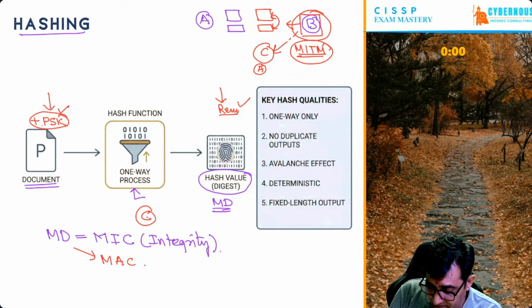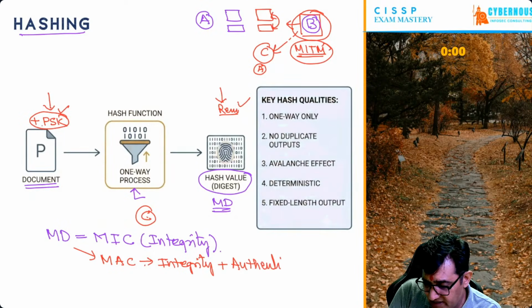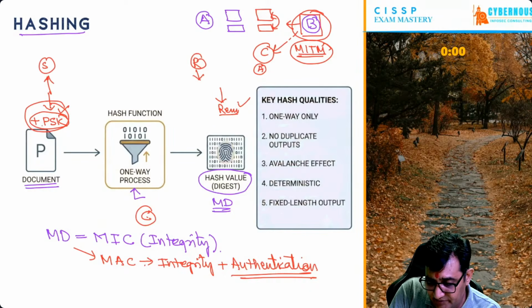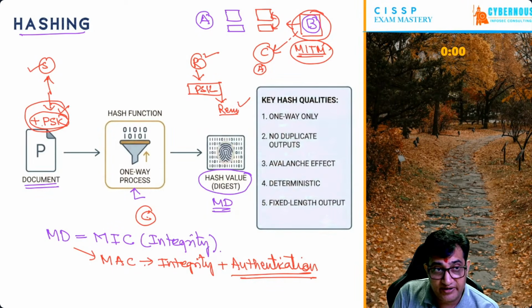So the message authentication code does not only give you integrity, it also provides you something called authentication as well. Now you might be asking, sir, how authentication? Because the pre-shared key is only shared between the sender and the receiver. It is pre-shared, or maybe generated at the same time. It is only with the sender and the receiver. The attacker doesn't have it. So that's a good way of doing the identification.